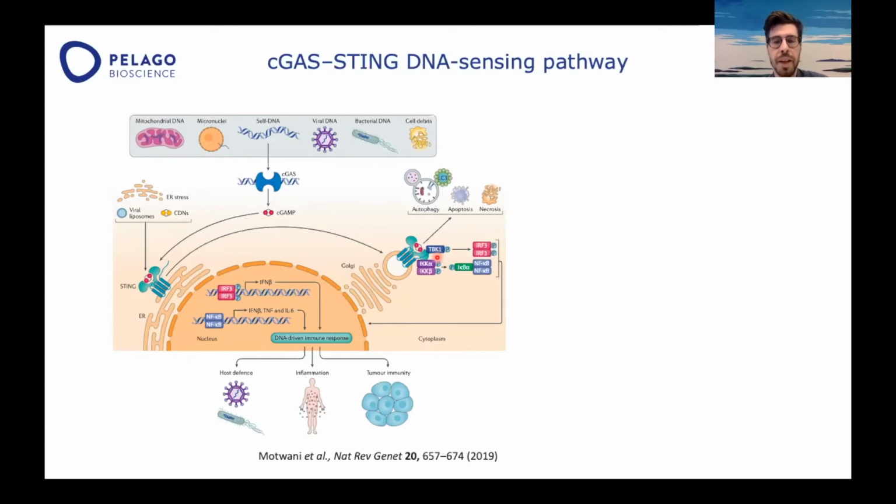Upon that, TBK1 will autophosphorylate and in turn phosphorylate STING as well. And this triggers several downstream cascades. For example, one being phosphorylation of IRF3, which then in turn will result in a DNA-driven immune response.